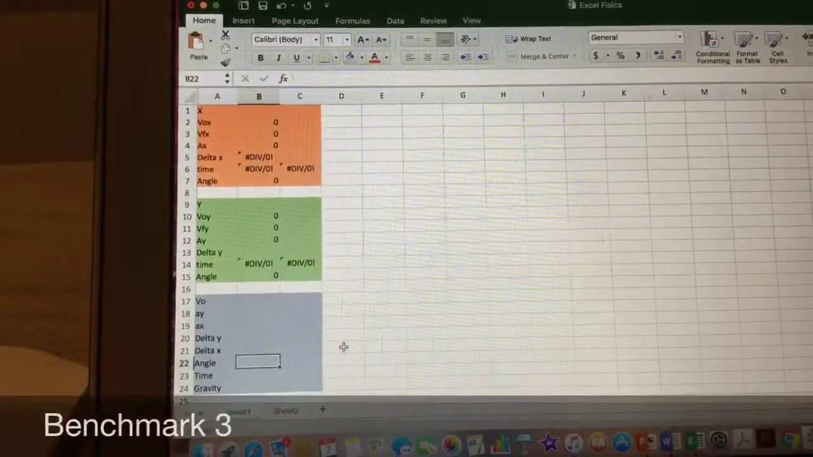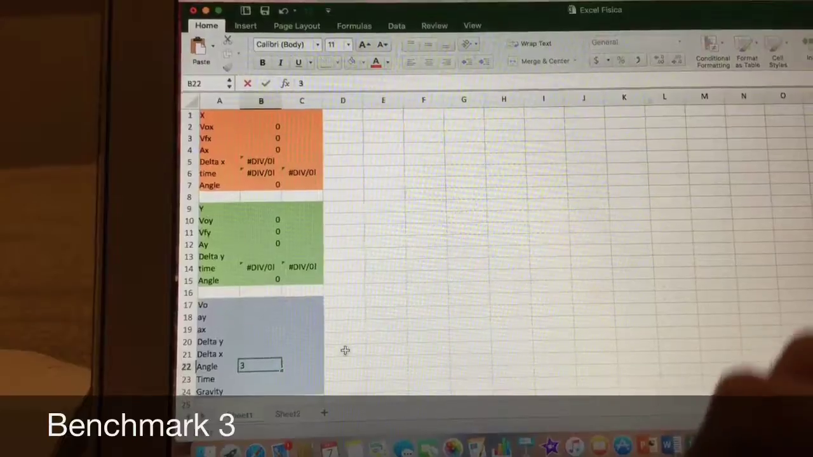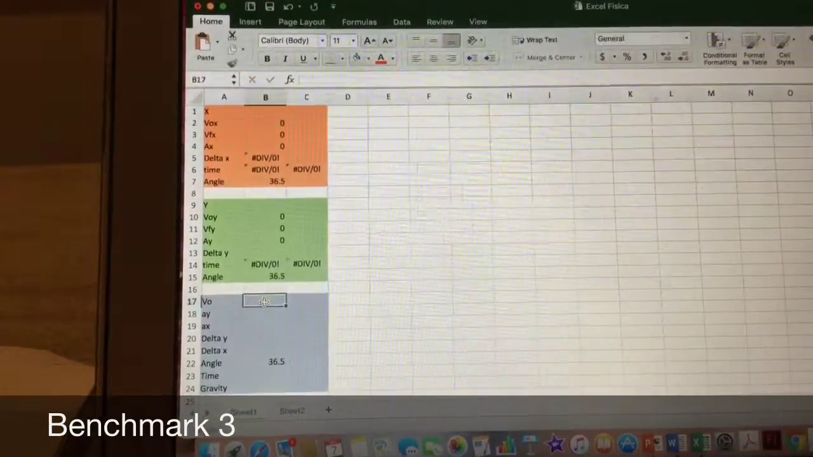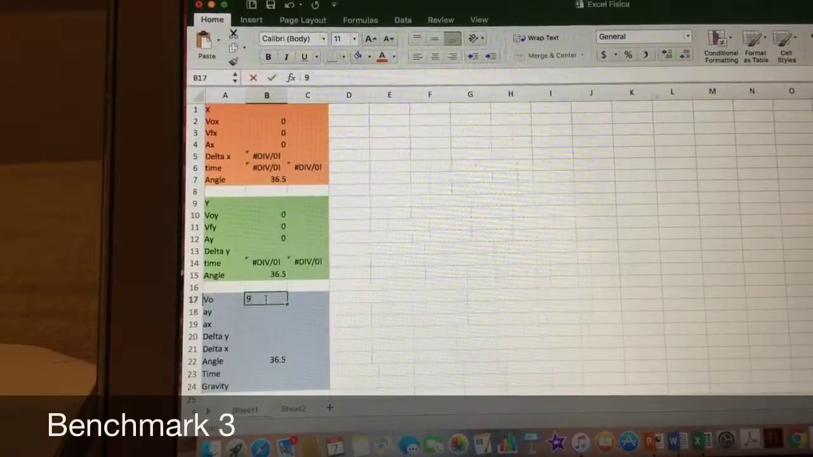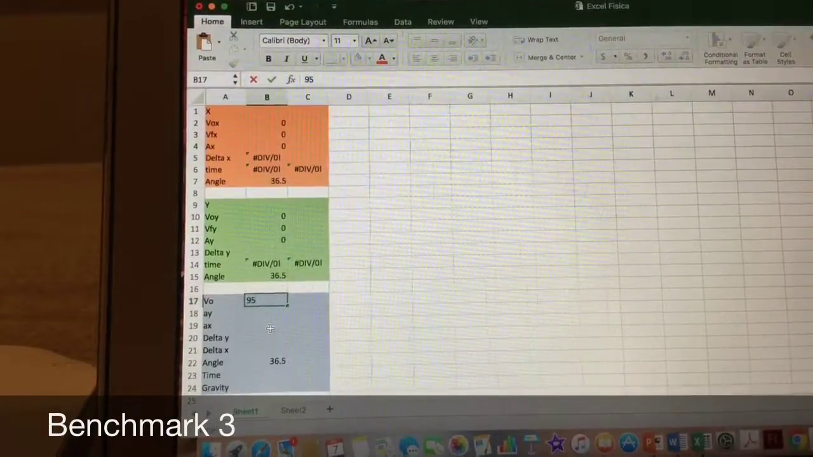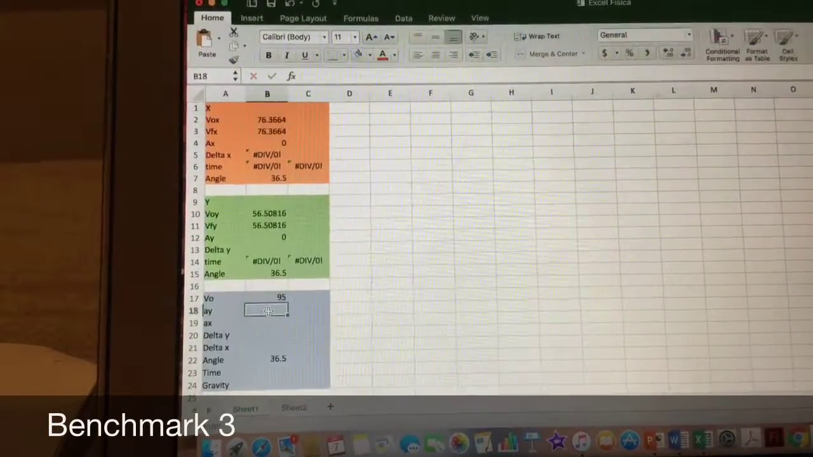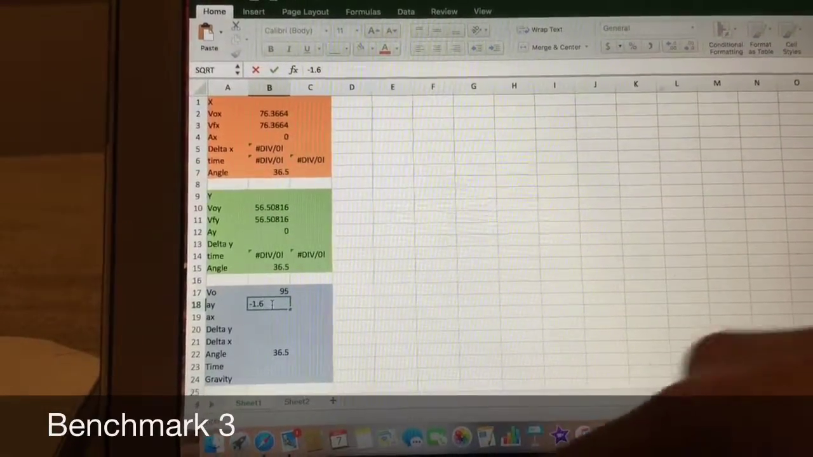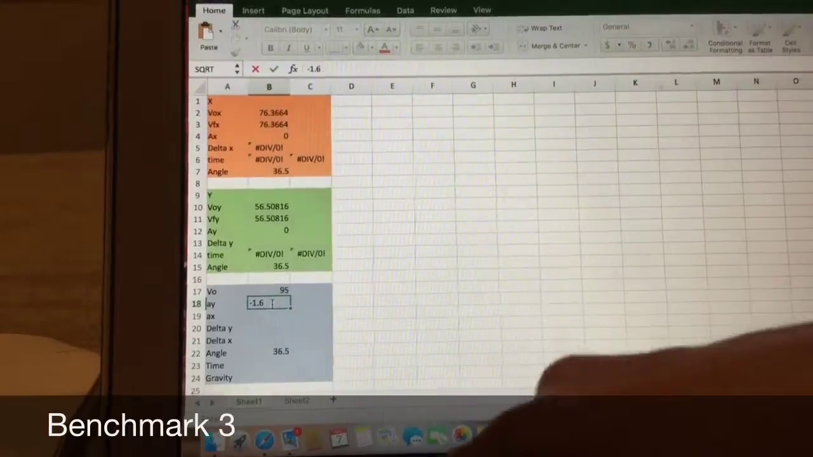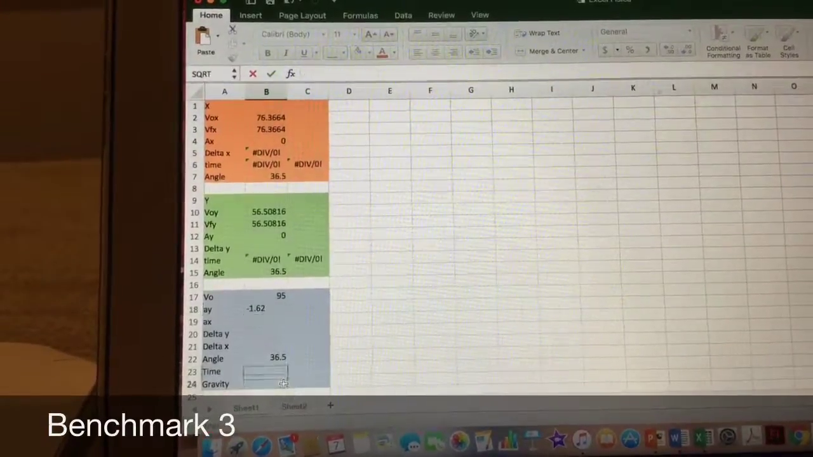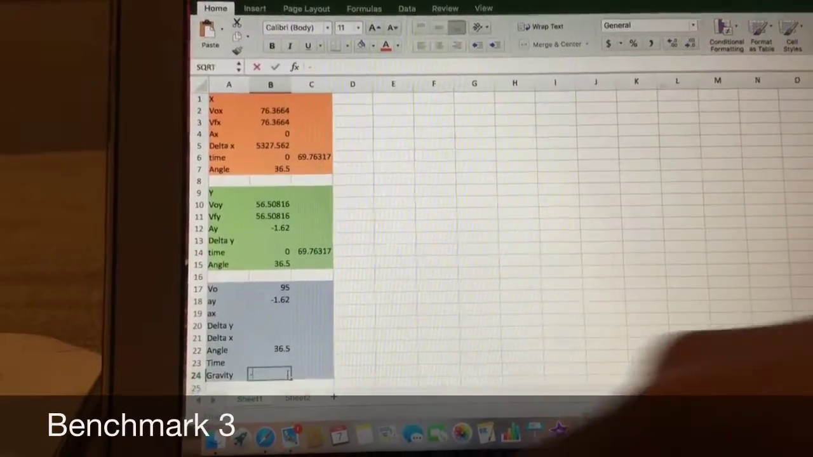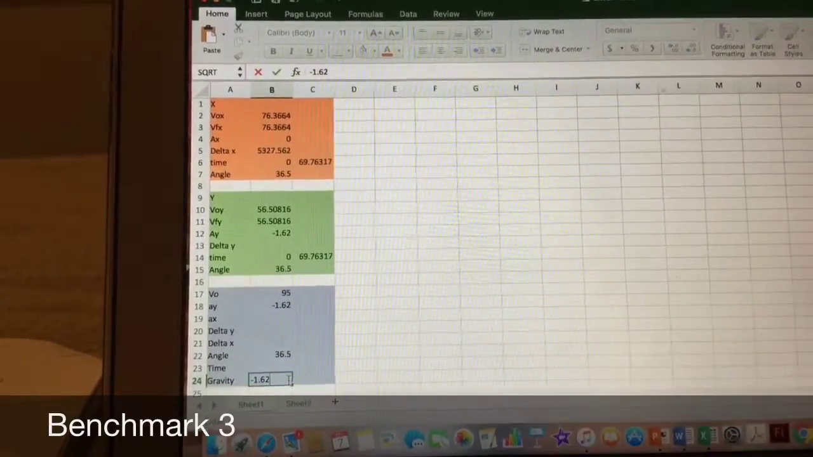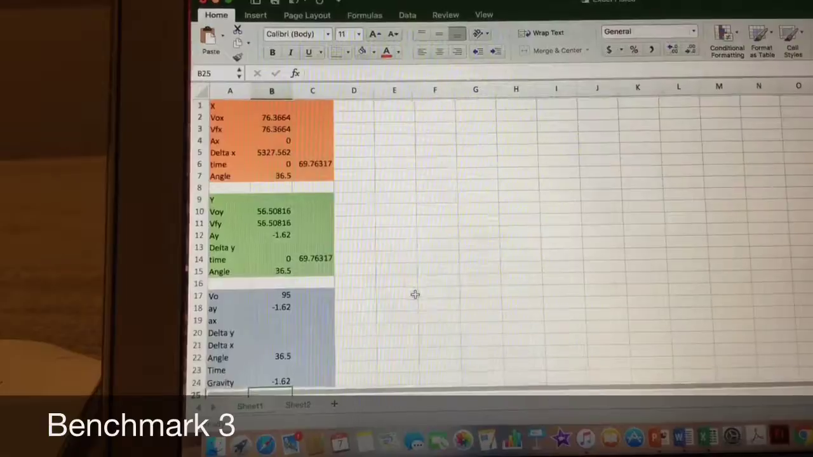In benchmark number 3, it's the same as benchmark number 1, but the gravity changes because it is the gravity on the moon, and in this case it equals 1.62. So we plug that in, and then we plug in what we know from benchmark number 1, that was the initial velocity and the angle, that is 36.5, and then we are able to know the displacement in x, that equals 5,327 meters.